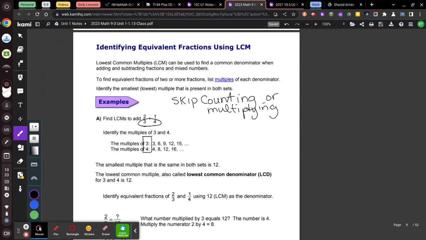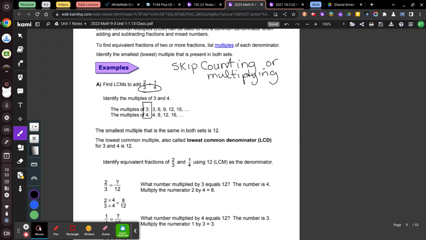So identify the multiples of 3 and 4. So I would go 3, add 3 more, 6, add 3 more, 9, add 3 more. Okay, same thing with the number 4. I would go 4, add 4 more, 8, add 4 more, 12, add 4 more. So that's your skip counting. Now we're trying to look for a number they have the same. Well, then what number do they have the same here, folks? 12. We would loop and circle the one that they have identical.